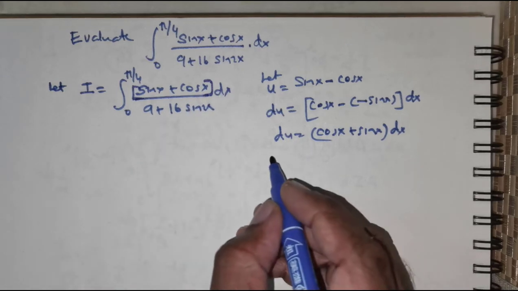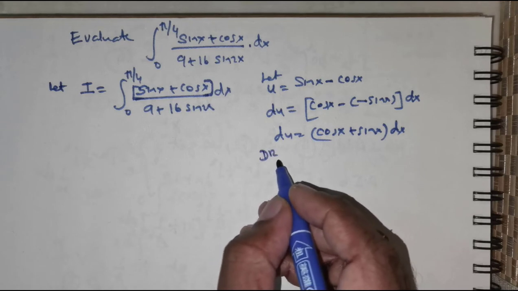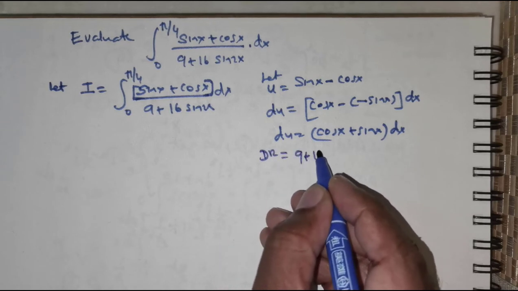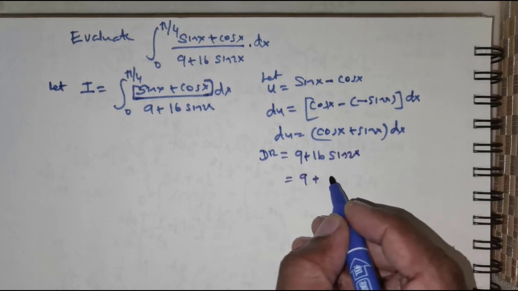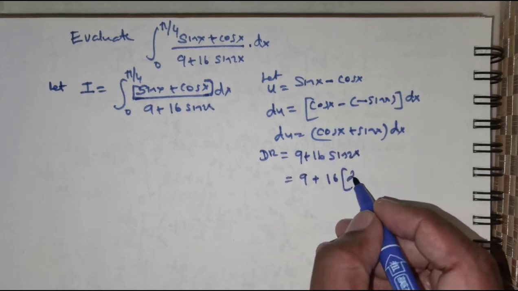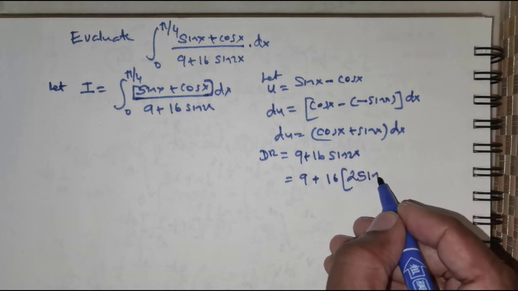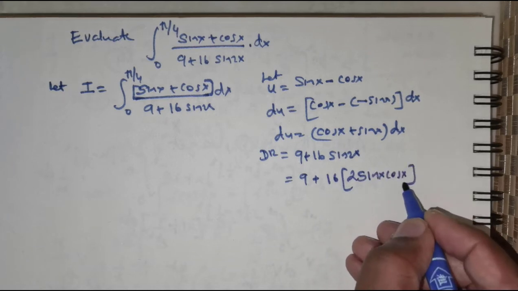Now the next is the denominator. So we have in the denominator 9 + 16 times sin 2x. I'm going to rewrite it as 9 + 16 times 2 times sin x cos x.